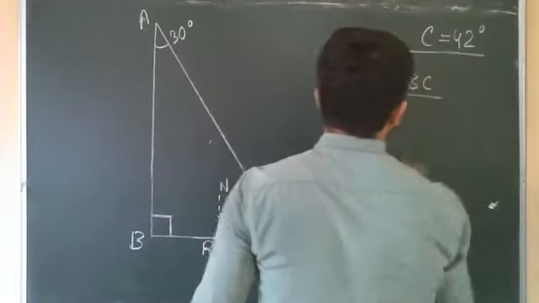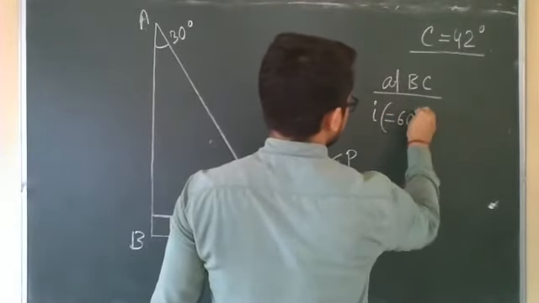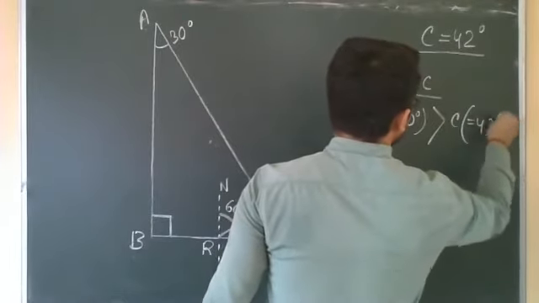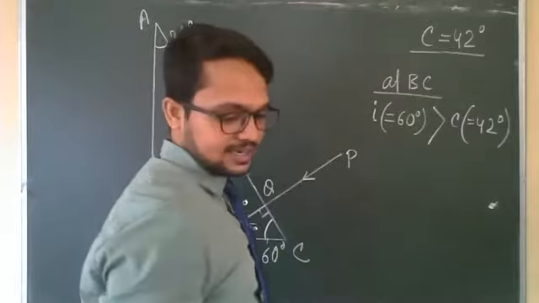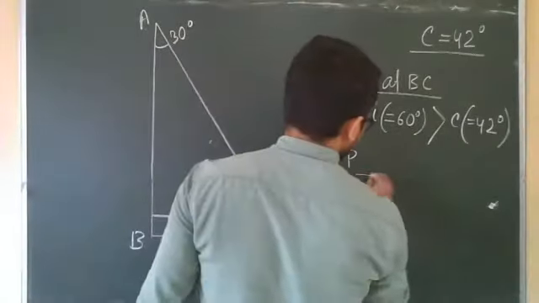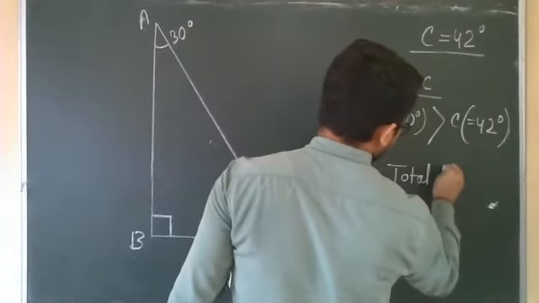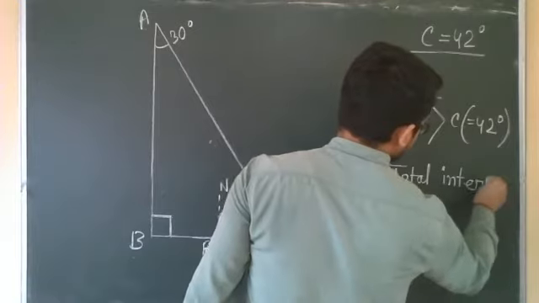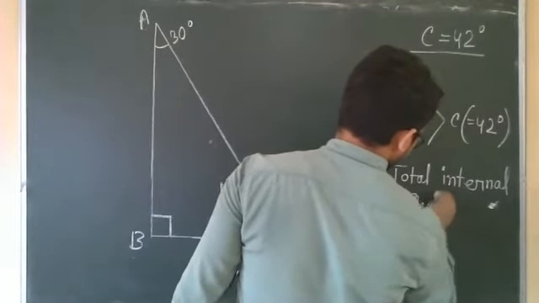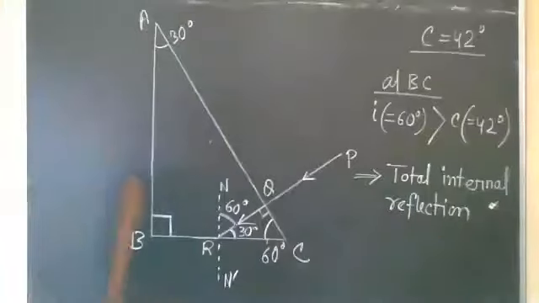At BC, the angle of incidence i is equal to 60 degrees, and it is greater than the critical angle, which is equal to 42 degrees. So the incident angle is greater than the critical angle. So which phenomenon will occur? Total internal reflection. Total internal reflection will occur.